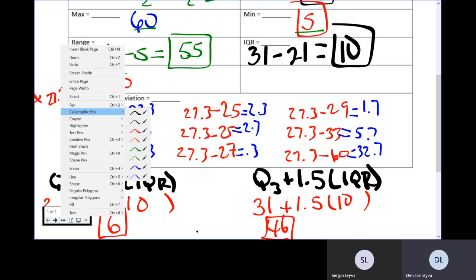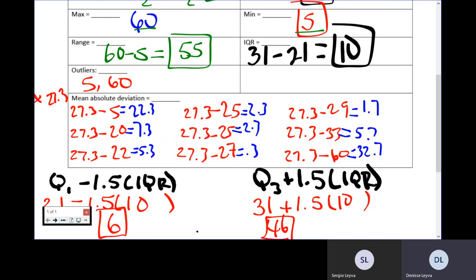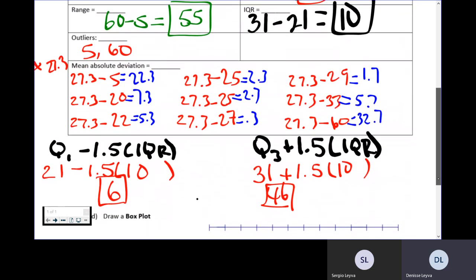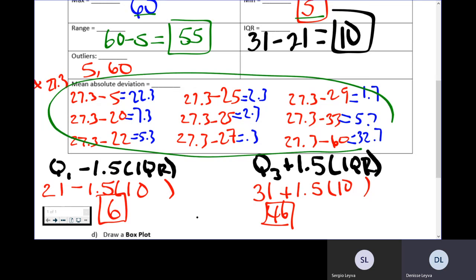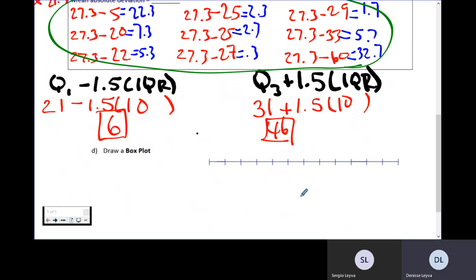Here, I already have blue, red, so let me use green. So I'm gonna get all these numbers right here, and I'm going to add them. Now, again, I wish I had more space, so let's see if I can do it. Let me go below. So what I do here is for that question.